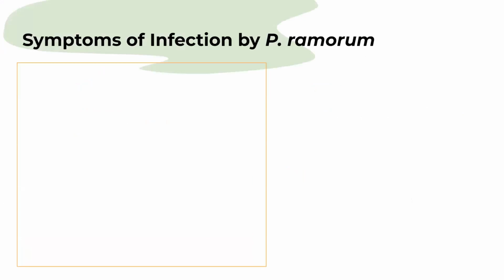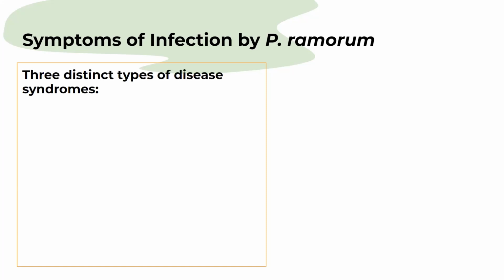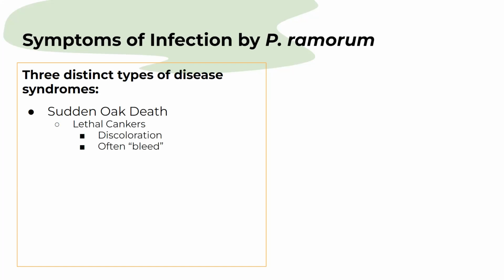Infection by P. ramorum can lead to 3 distinct types of disease syndromes. They may share similar characteristics. The first one is our topic, which is sudden oak death, which is mainly characterized by cankers. Cankers are sores or wounds on barks and branches. They are usually discolored and may often be bleeding. This bleeding is due to dark red to black sap oozing from the trunk. Sometimes cankers may also have a fermentation smell, which smells like alcohol.